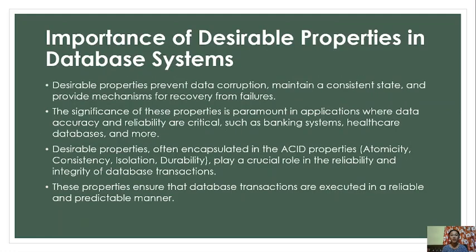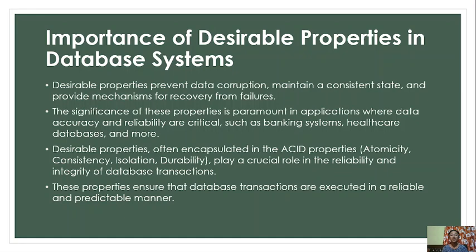What is the importance of desirable properties in a database system? They prevent data corruption, maintain a consistent state, and provide mechanisms for recovery from failures. The significance of these properties is paramount in applications where data accuracy and reliability are crucial, such as banking systems, healthcare databases, etc.